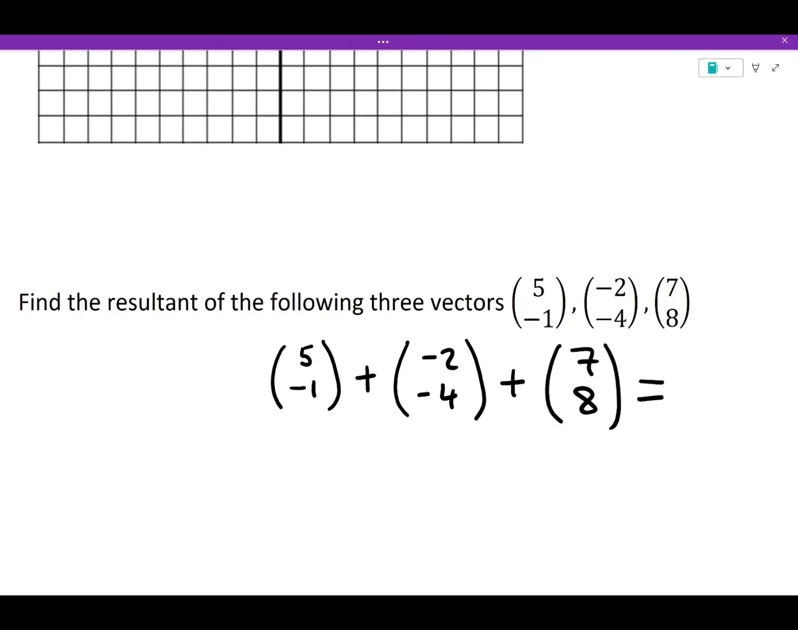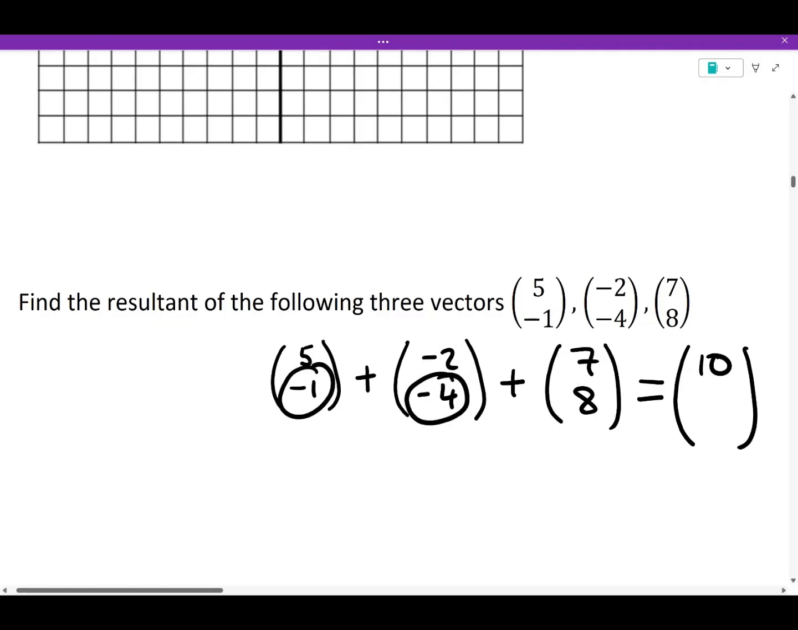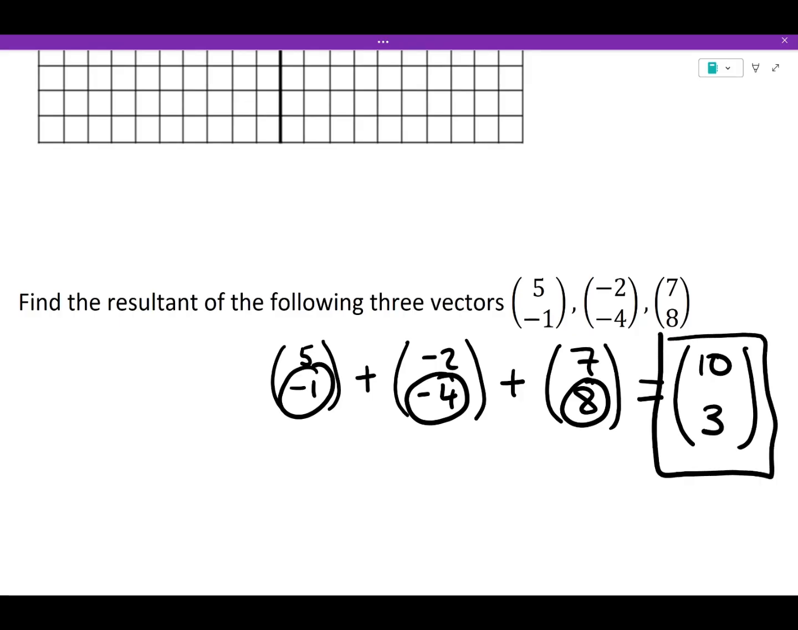And to add them, essentially what we do is you add all the horizontal components together. So we got 5 plus -2, so that's going to give me +3, plus 7, that's going to give me +10, like that. Then we're going to add up all of our vertical components. So -1 plus -4, so that's subtraction, so that's going to be -5, plus 8, that's going to get me to +3. Okay, and this will be my resultant vector of those 3 there.